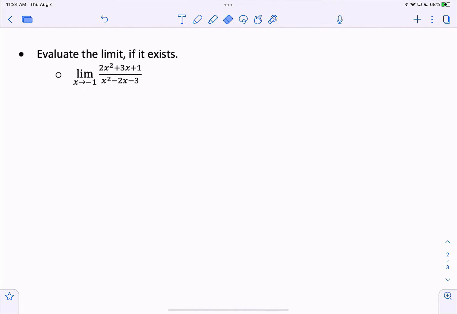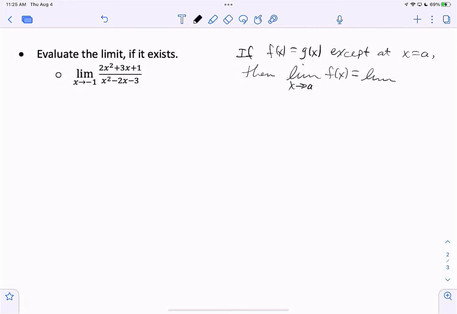So I'm going to use a fact about limits that says that if f of x is equal to g of x, except at x equals a, then the limit as x approaches a of f of x is equal to the limit as x approaches a of g of x. We actually saw this fact in a previous video.